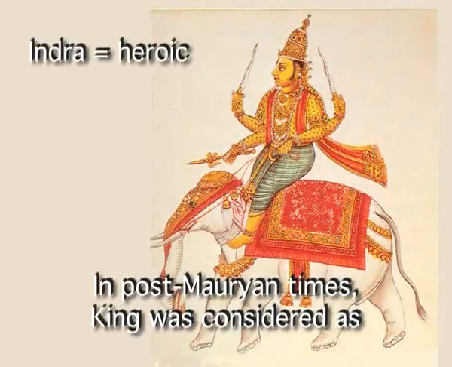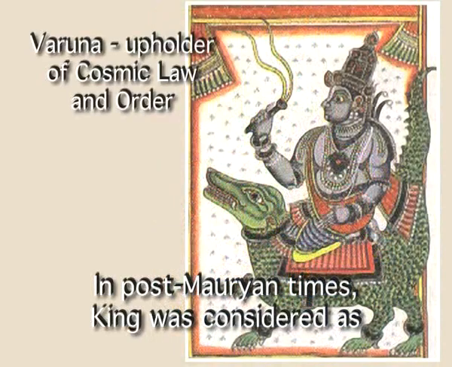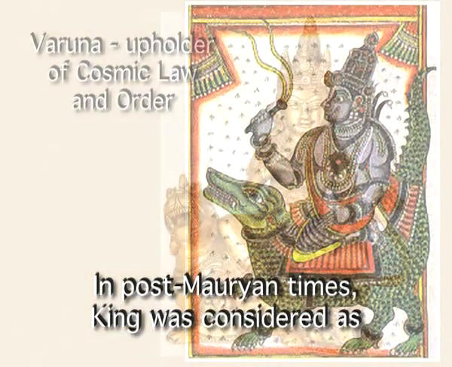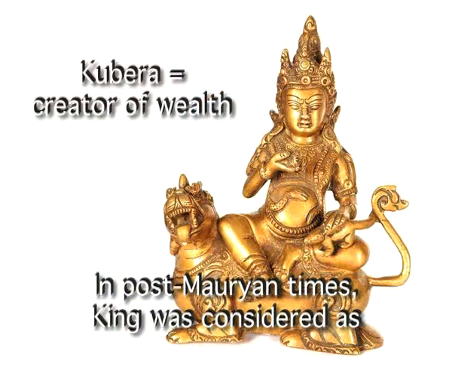But now, in the post-Maurya period, the ruler is thought of in the political treatises as something analogous to, say, Indra, a hero like Indra. He is considered equivalent to Varuna, because Varuna is the upholder of the cosmic law and order. He is considered equivalent to Kuvera, because like Kuvera, he presides over wealth. This is what may be called functional divinity.